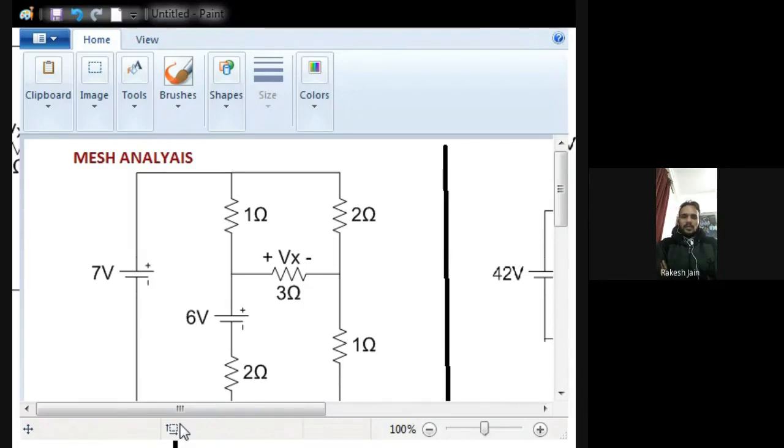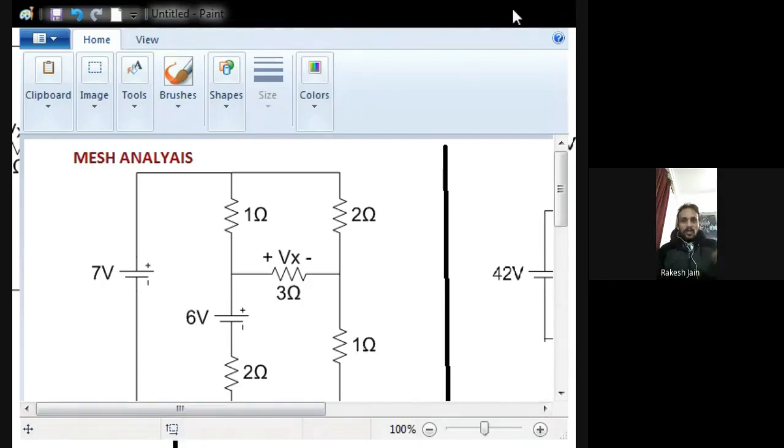Generally, to analyze a circuit, we follow Kirchhoff's laws. The laws are of two types: Kirchhoff voltage law and Kirchhoff current law. Kirchhoff voltage law is applicable for mesh analysis, and Kirchhoff current law is applied in nodal analysis. So first we begin with mesh analysis. How do we solve a numerical with the help of mesh analysis?